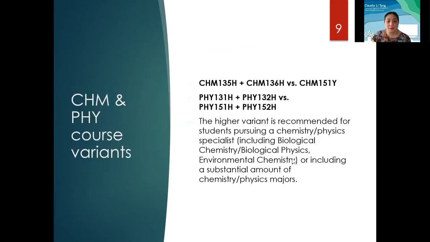Okay. So for math and physical science, for chemistry and physics, for example, I think this is a little bit more straightforward. For most intents and purposes, if you're in life science, you would take the combination of 35, which is physical chemistry, and half of organic chemistry: Chemistry 135 and 136. Chemistry 151 is highly recommended if you're thinking of majoring in chemistry or pursuing a specialist. The same with physics.